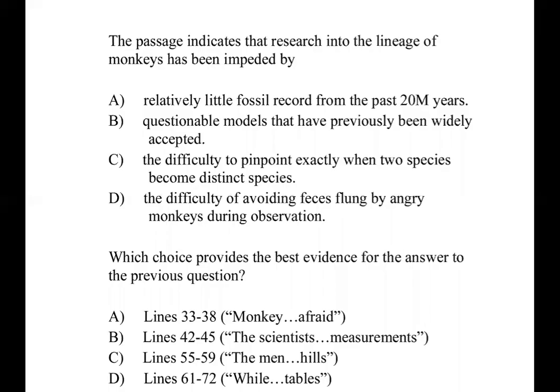What you always want to start with are questions like this, specifically the second question here, which says which choice provides the best evidence. That's what we typically call the evidence questions. They ask for the evidence to answer the previous question. And what you see in the answer choices is always these line references.